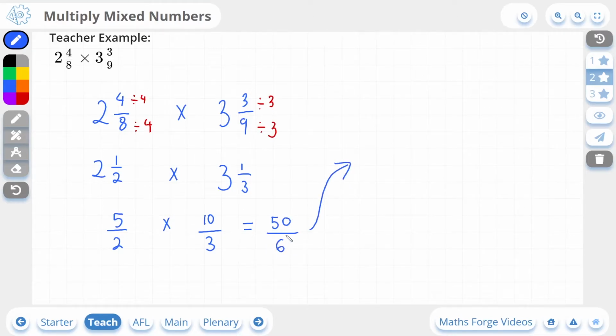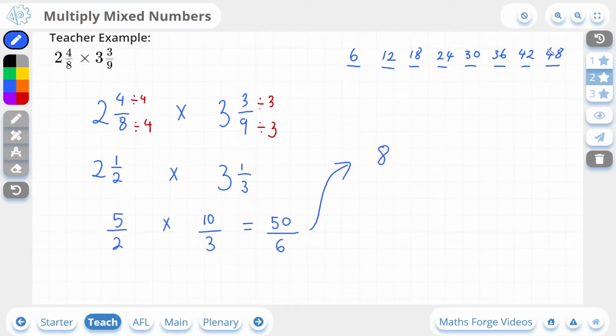So how many times does 6 go into 50? Well, if you do the 6 times tables, 6, 12, 18, 24, 30, 36, 42, 48, and I'm not going to add another 6 because it's going to go past 50. So we can just count how many times it's gone into 50. 1, 2, 3, 4, 5, 6, 7, 8. So it's gone into 50 8 whole times.